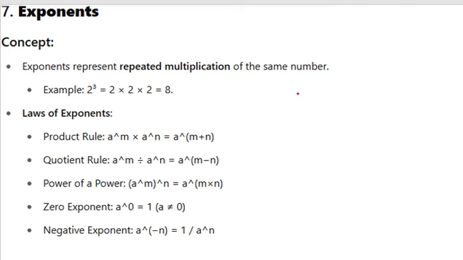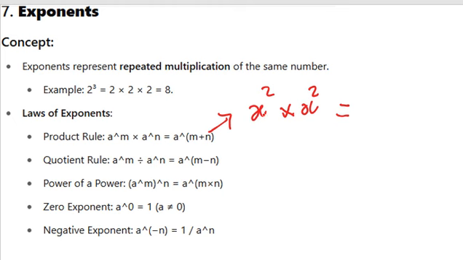Let us discuss these rules. We're going to start with the product rule. The product rule says that if you are multiplying the same numbers, you must add the exponents. It's what we just did here. Let's say we have x squared times x squared.